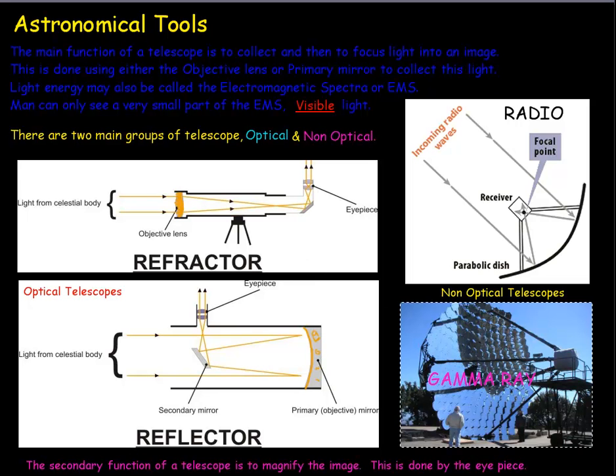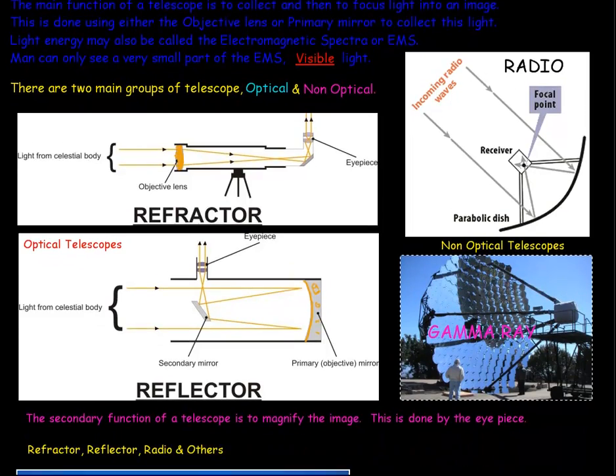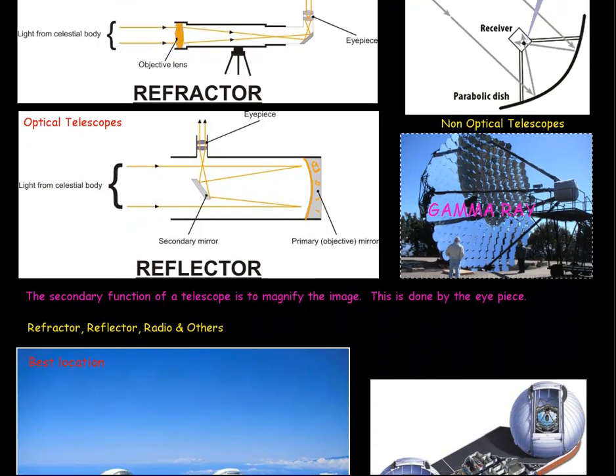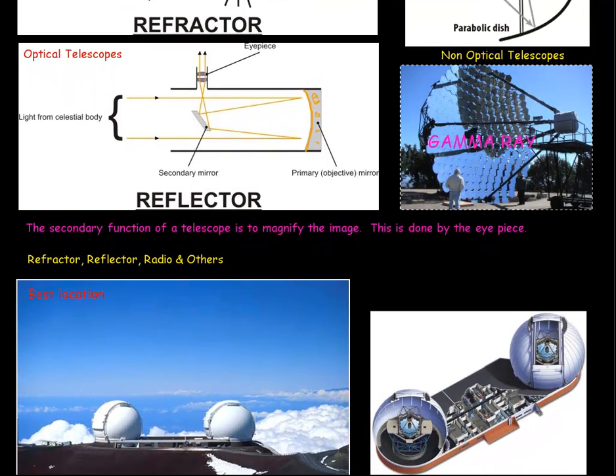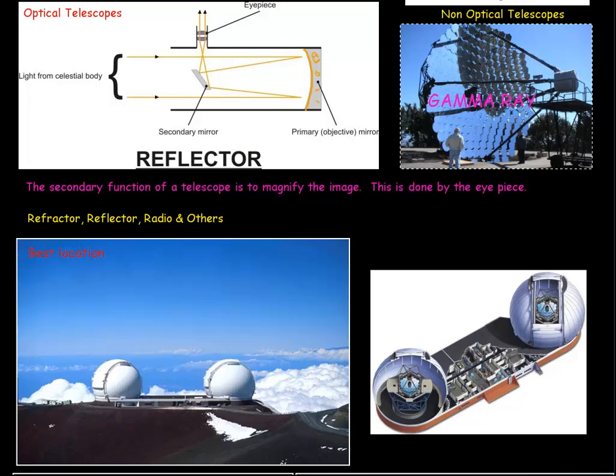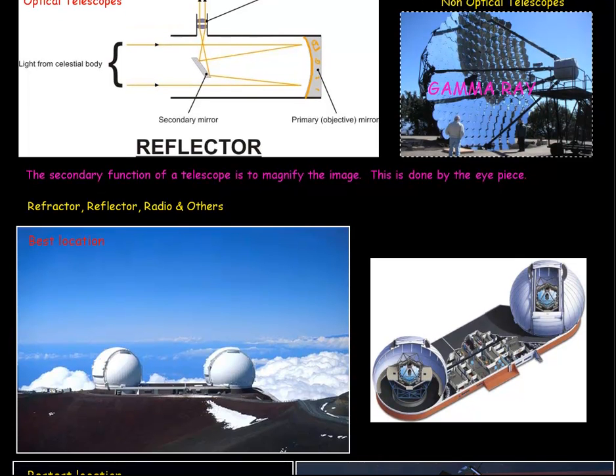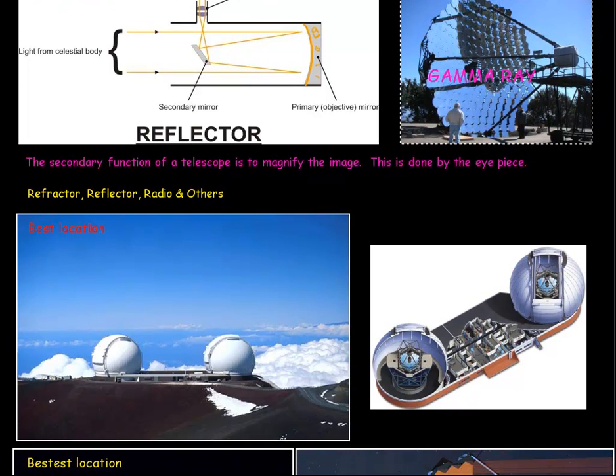Gamma ray, same thing. It's got these reflectors. It is a concave shape. It bounces the gamma waves back up to this receiver, and then the receiver can, again, you can wire it to a computer hard drive and actually look at these images later in a different location. Secondary function of a telescope is to magnify the image, and that's usually done by the eyepiece. Okay, whether you've got a refractor, reflector, radio, or others, there are better places to put these things.